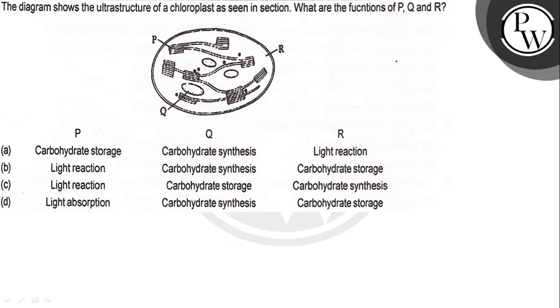Okay children, let's see this question. The diagram shows the ultrastructure of a chloroplast as seen in section. What are the functions of P, Q and R? In the diagram given, they have labeled three parts as P, Q, R, and from the given options, we have to identify which is the correct function for the parts P, Q, R.